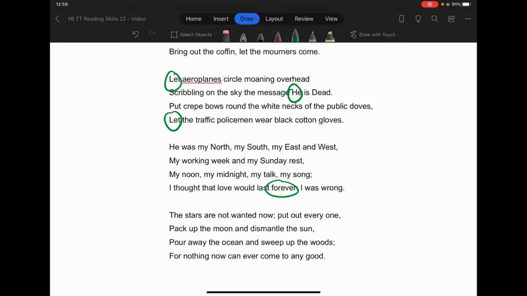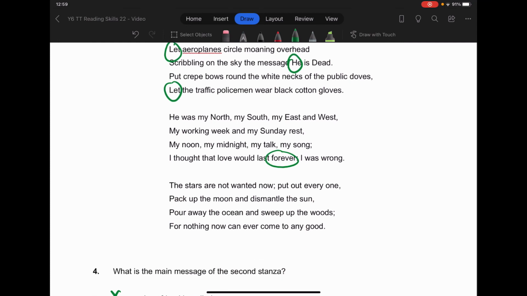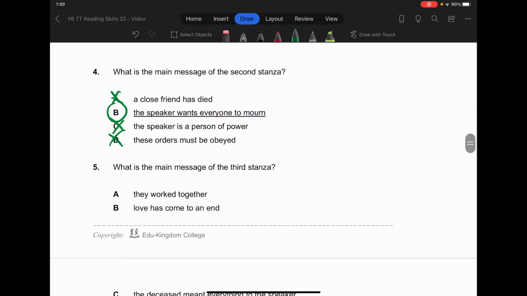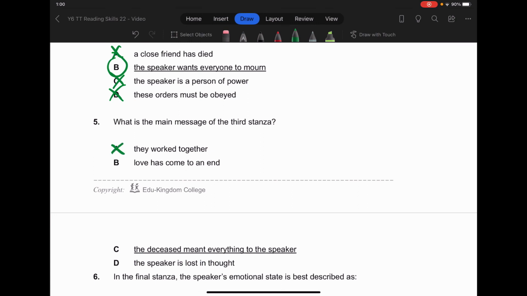And I think the real kicker is the last line. It says, "I thought that love would last forever." I was wrong. So this person thought that this whole honeymoon phase was going to last for the longest period of their life and more. But once he has died, they were proven wrong. So really, this third stanza emphasizes how much this person means to them. They are their everything, truly. So it's not just that they have worked together.